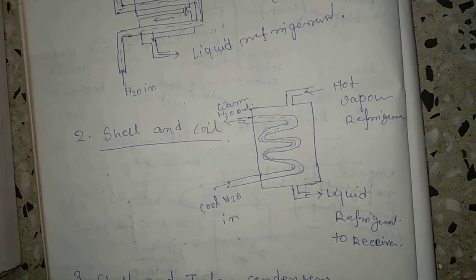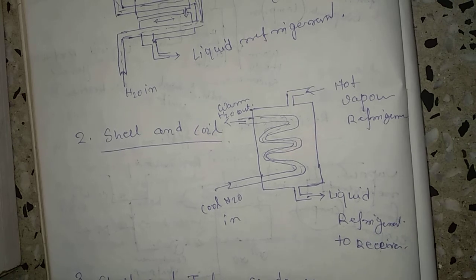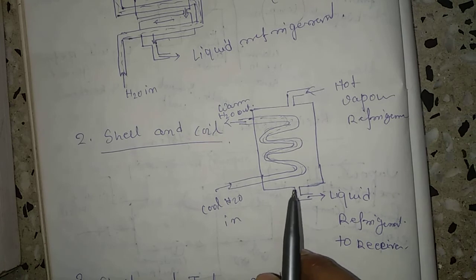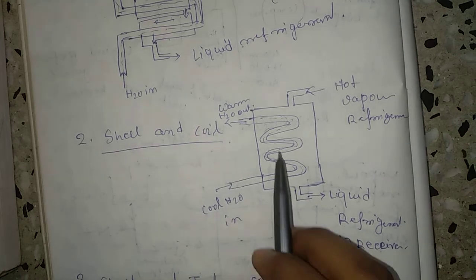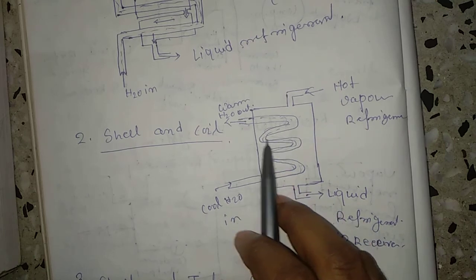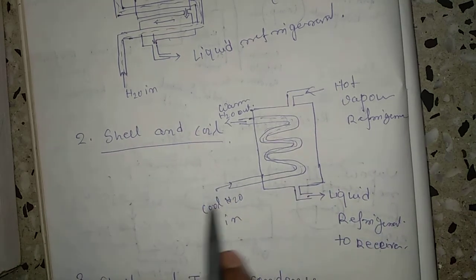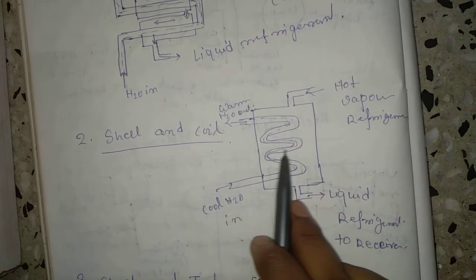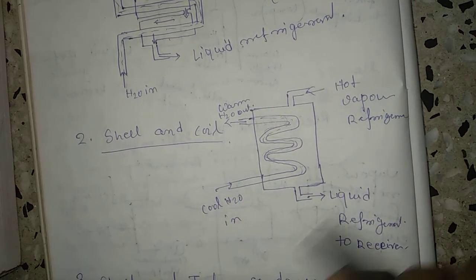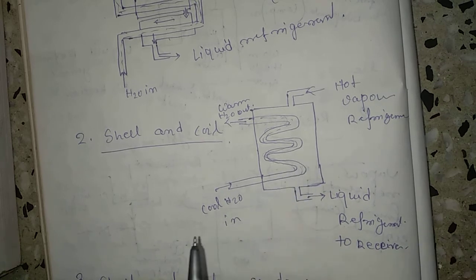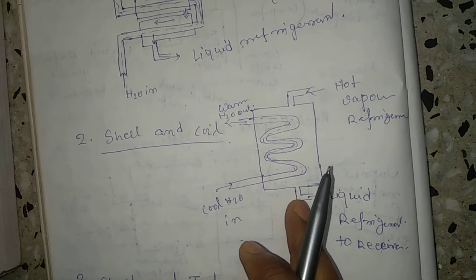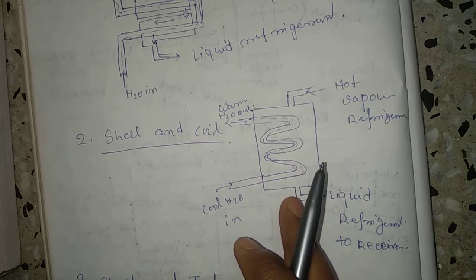The shell and coil condenser basically consists of one or more water coils enclosed in a steel shell. It can be like this, or in this manner. This is the steel shell, made of steel. Both finned and bare type coils are available.